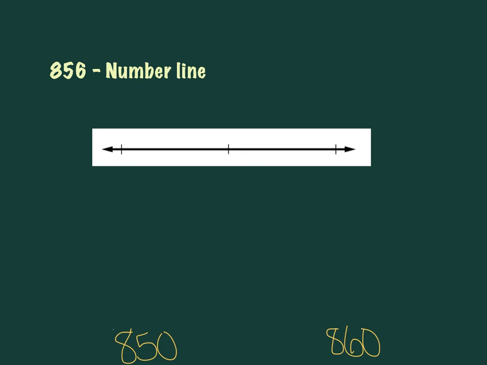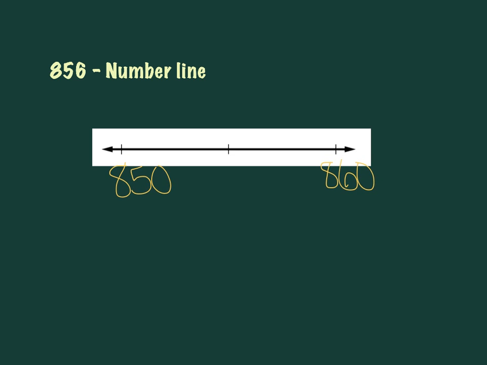So let's start with our number line method. I have the number 856, and I'm going to use a number line to try to help me figure out what 856 is closer to. So if I place 850 and 860 on the number line, we're looking at the closest 10. So when you think about the number 856, is it closer to 850 or is it closer to 860?